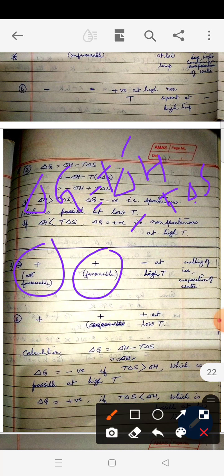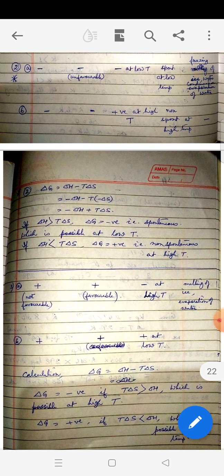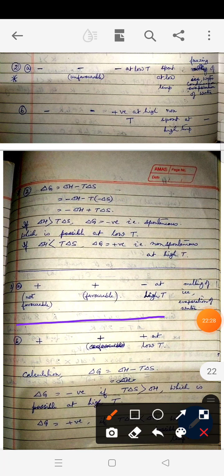if this factor, T delta S, is high, then the process becomes spontaneous. And how can you make T delta S high? If the temperature is high. So please remember, endothermic processes are favorable at high temperature. When do your clothes dry easily? At low temperature or high temperature?